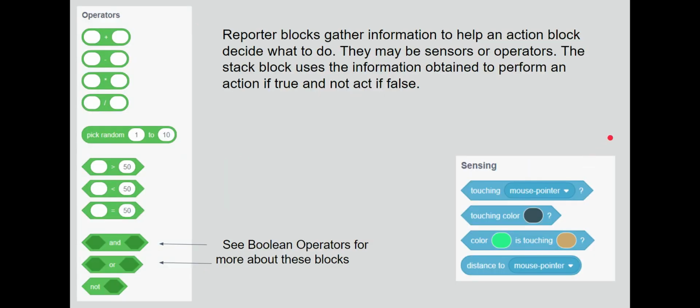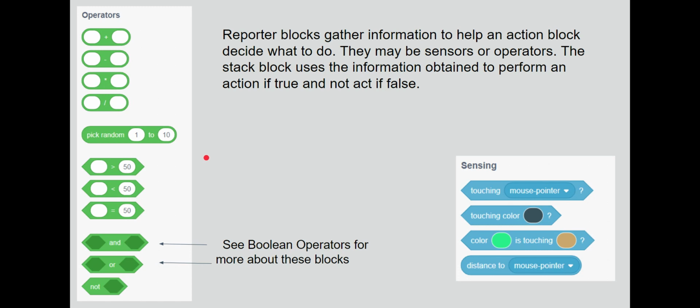The third kind of block is a reporter block, and reporter blocks gather information to help an action block decide what to do. So reporter blocks are never put by themselves into a program. They are always stuck into a stack block, action block. So you've got the operators, which can actually do some sort of math, and then the results of the math tell the block what to do. They can pick a random number.